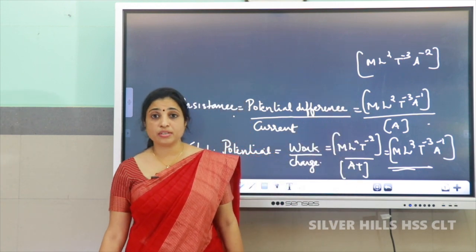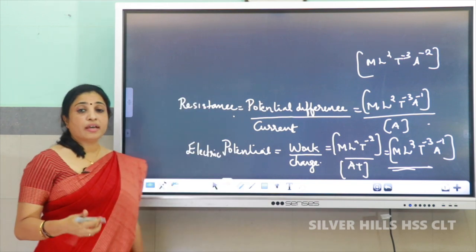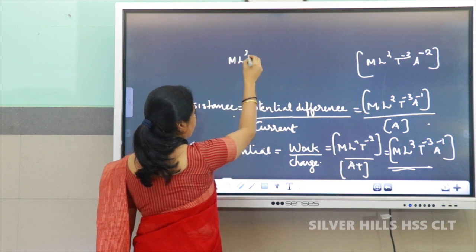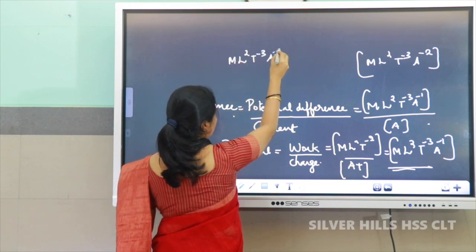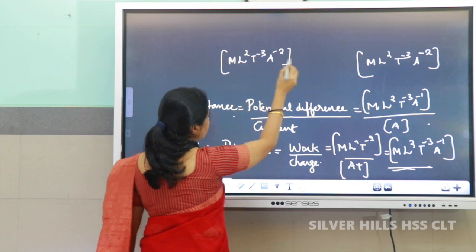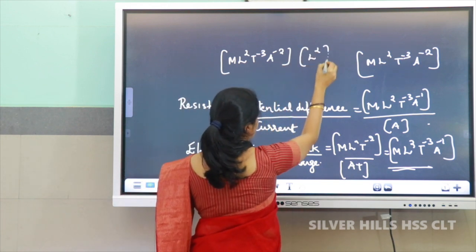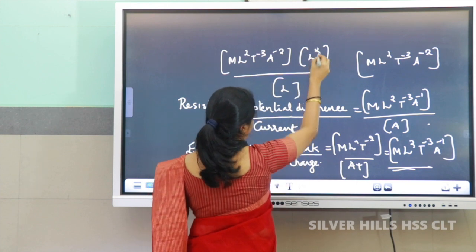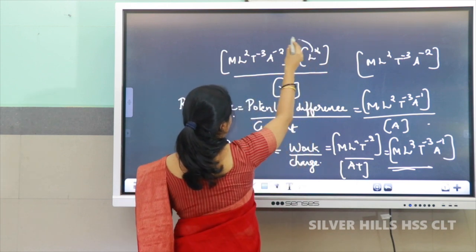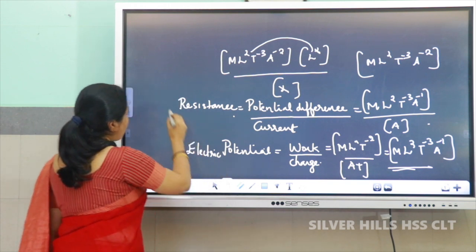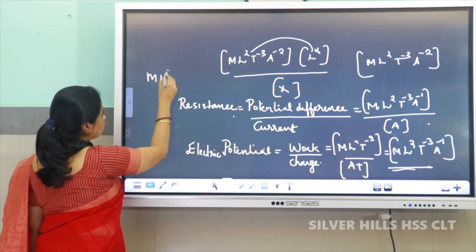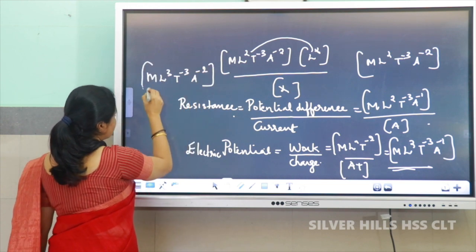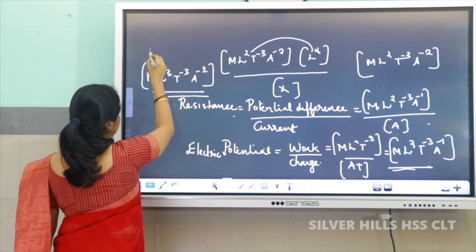Now comes the dimensional formula of resistivity. So the dimensional formula of resistivity is the dimensional formula of resistance, which is M L square T raised to minus 3, A raised to minus 2, into the dimensional formula of area, which is L square, divided by the dimensional formula of length, which is L. One L and L will get cancelled and these two L will become L cube, and you can see M L cube T raised to minus 3, A raised to minus 2. This is the dimensional formula of resistivity.